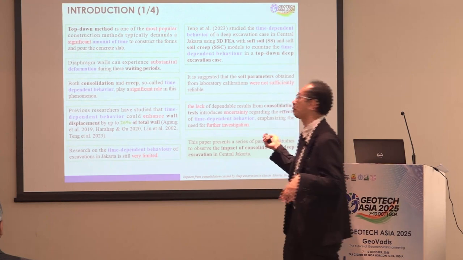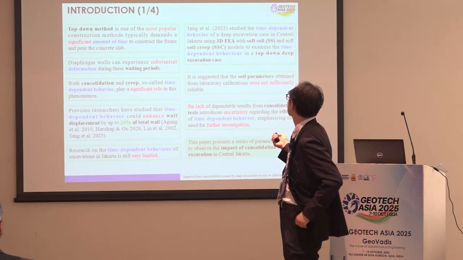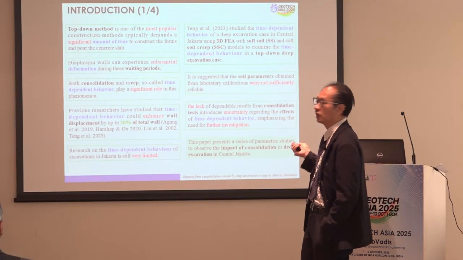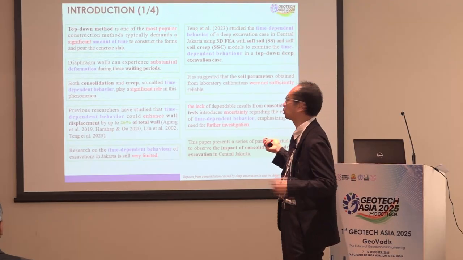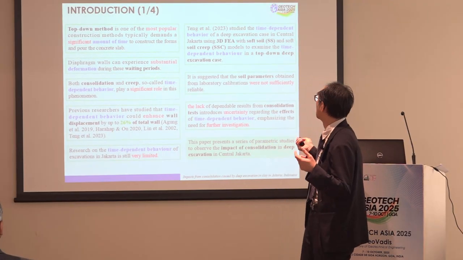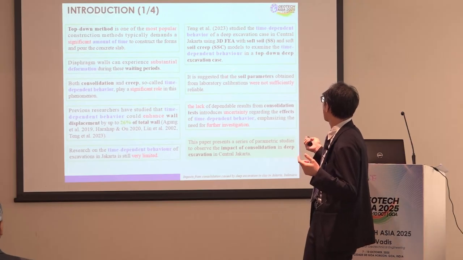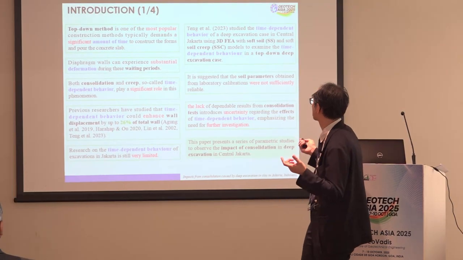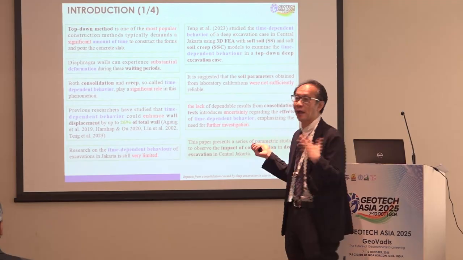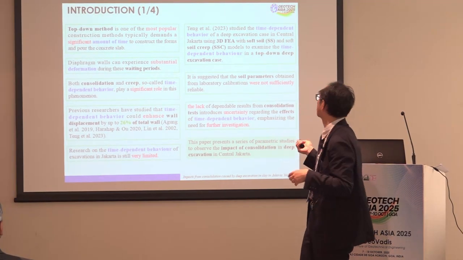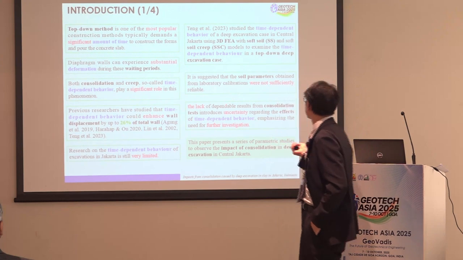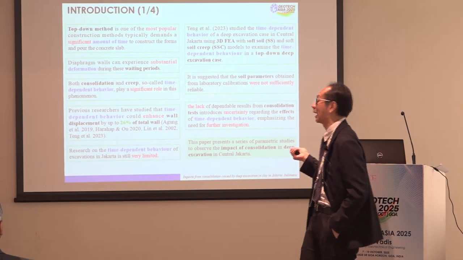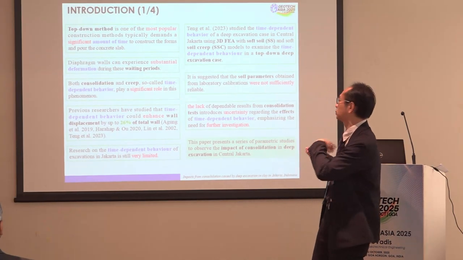And that's the previous study I talked about, the paper which we published in a journal in 2023. We used 3D FEM analysis, with Jakarta as a background, and a model which can consider time-dependent behavior, like soft soil creep, in order to understand the deformation caused by the top-down excavation. It is suggested the soil parameters obtained from the lab calibration were not significantly reliable. I will explain that in my next two slides.